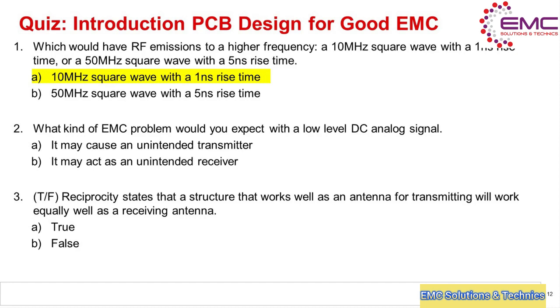Remember that the square wave will have frequency content out to high frequency. The rise time of the square wave will determine how wide in frequency this content will spread out. The equation 1 over pi times the rise time can be used to estimate the upper frequency limit of the square wave. Question 2. What kind of EMC problem would you expect with the low-level DC analog signal?